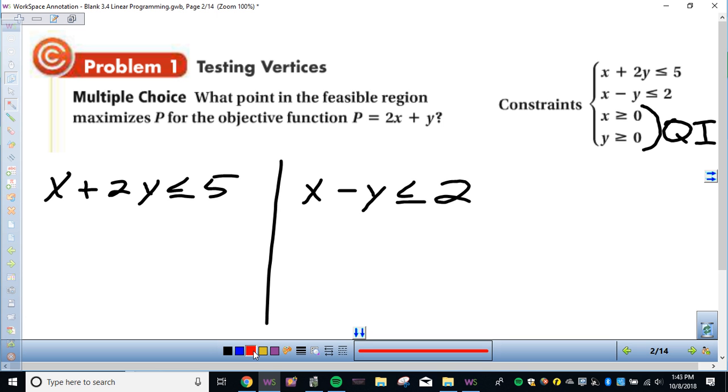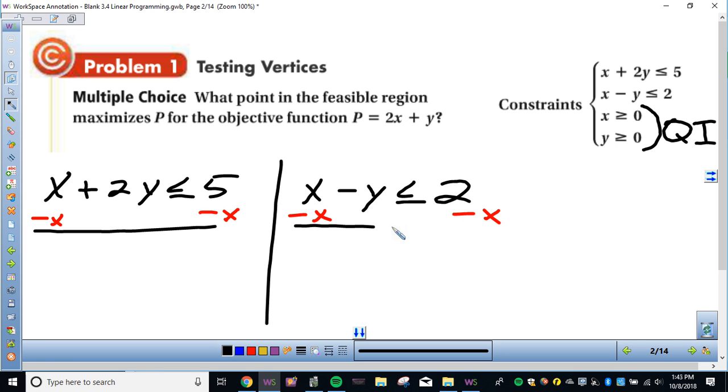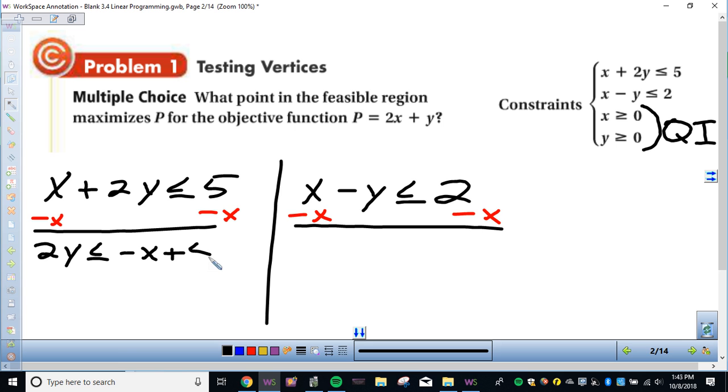How do we solve this equation over here for y? What do we have to do, Ethan? You have to subtract x. We can do that on the second equation as well. So we'll subtract x from all four sides, as the case may be. Then we get 2y less than or equal to negative x plus 5.